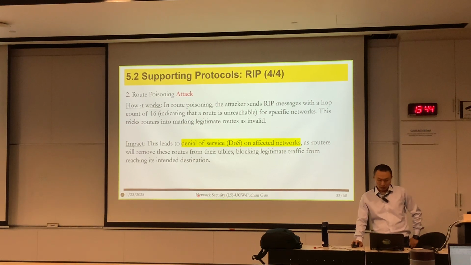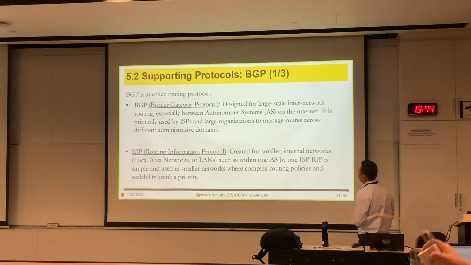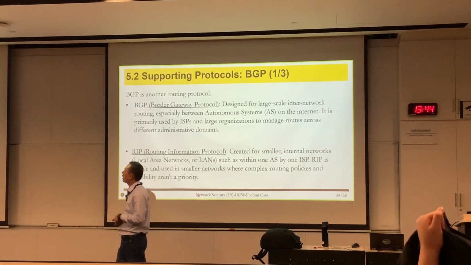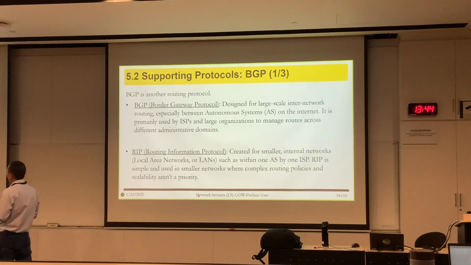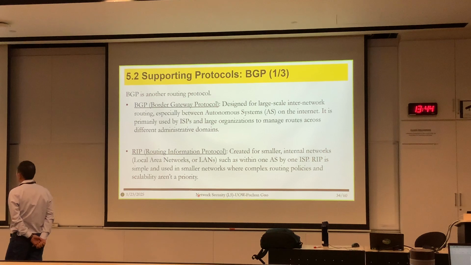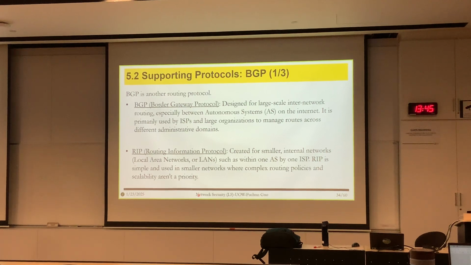The second protocol, the last supporting protocol I introduce in this subject, is called BGP. BGP is another routing protocol. It's similar to RIP, okay? Similar to RIP, and the routing tactics are also quite similar. But compared to RIP, BGP was designed for large scale internet routing, especially between autonomous systems, something like our internet. It is primarily used by ISPs and large organizations to manage routes across the web.